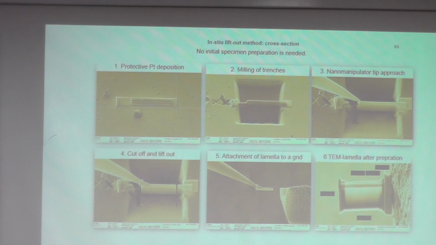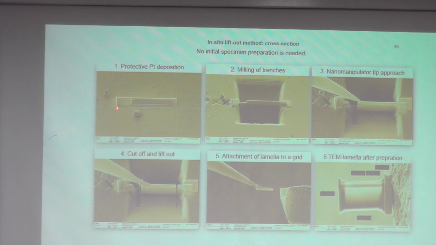This is the preparation. First you select your region of interest. Then you need to protect your region of interest by depositing a protective layer. Platinum is widely used. You can also use others, like carbon or tungsten, depending on your system. But platinum is the one that is widely used.